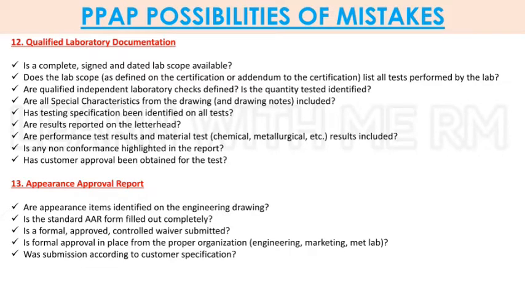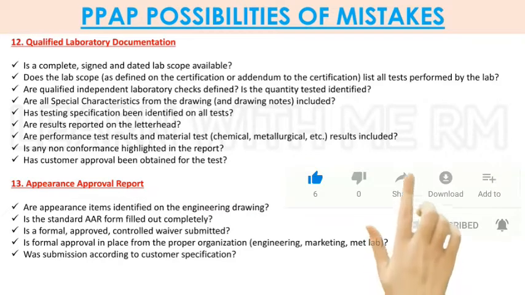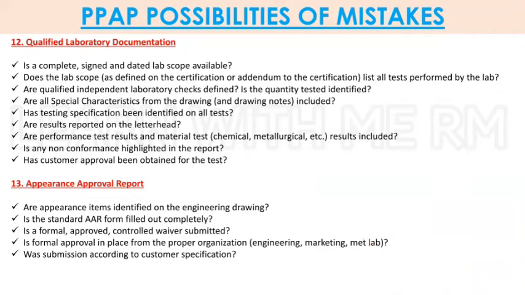12. Qualified laboratory documentation. Is a complete, signed and dated lab scope available? Does the lab scope, as defined on the certification or addendum to the certification, list all tests performed by the lab? Are qualified independent laboratory checks defined? Is the quantity tested identified? Are all special characteristics from the drawing and drawing notes included? Has testing specification been identified on all tests?